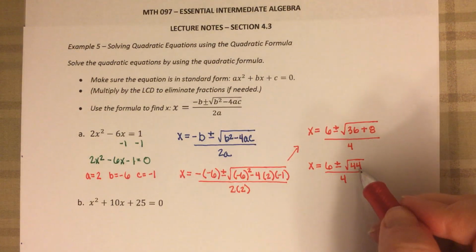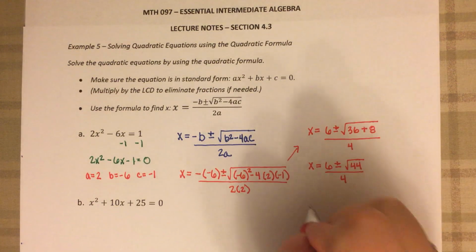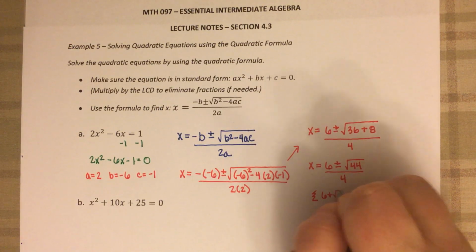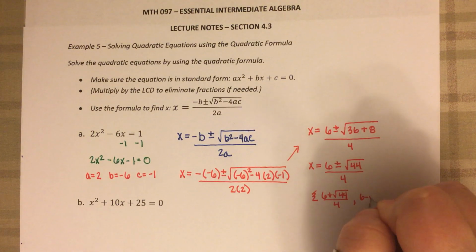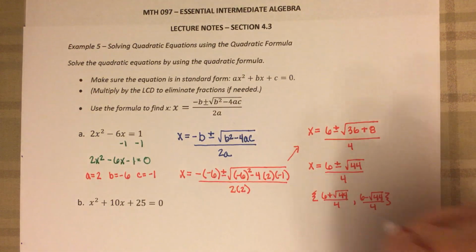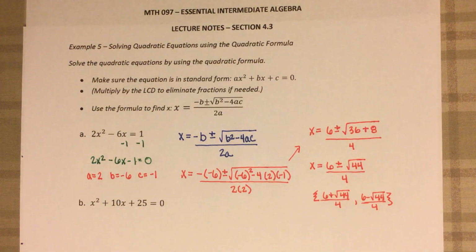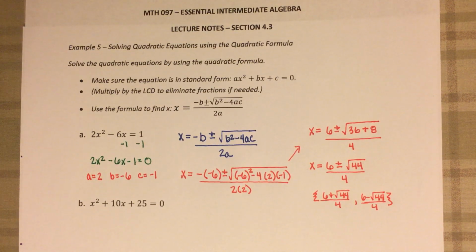Square root of 44 is not a perfect square. So if we finish this off by writing our solution set, we're going to write 6 plus the square root of 44 over 4 and 6 minus the square root of 44 over 4. In other classes, we spend a lot of time trying to reduce these and simplify these. If what you get in your square root is not a perfect square, you don't need to keep going. You can just stop there.